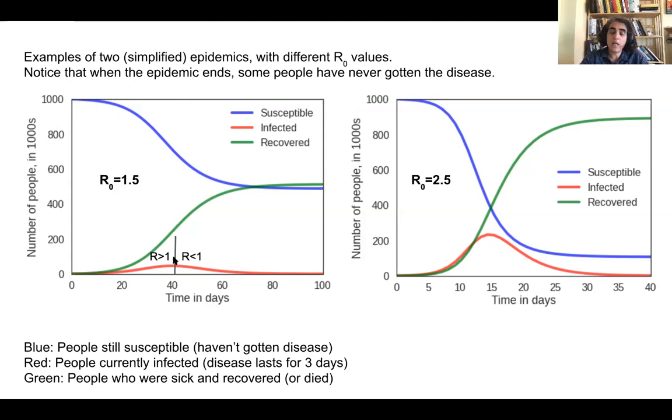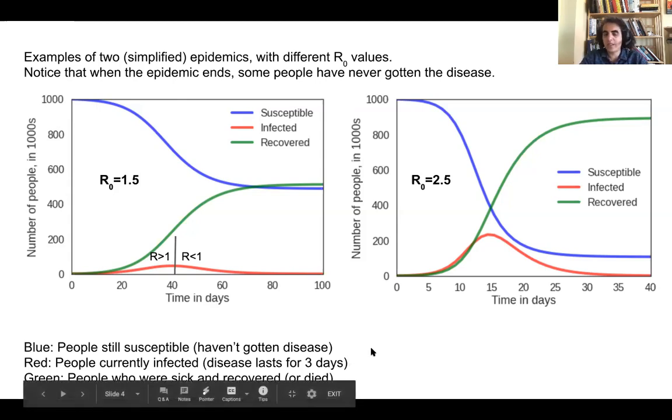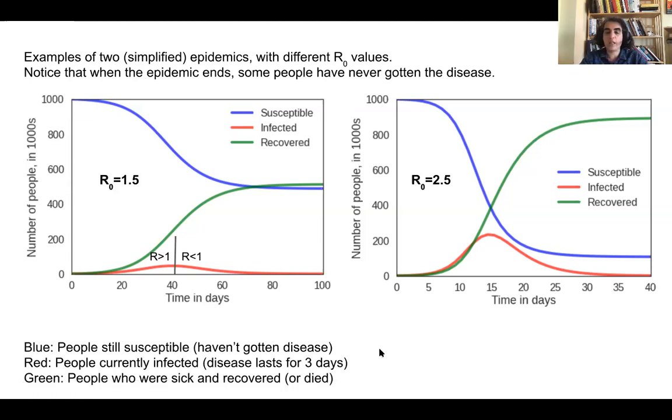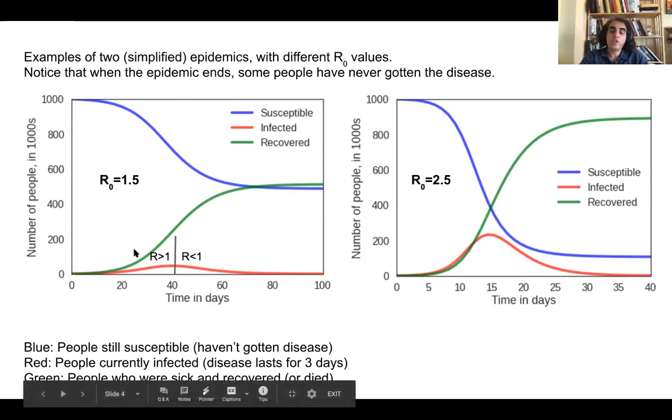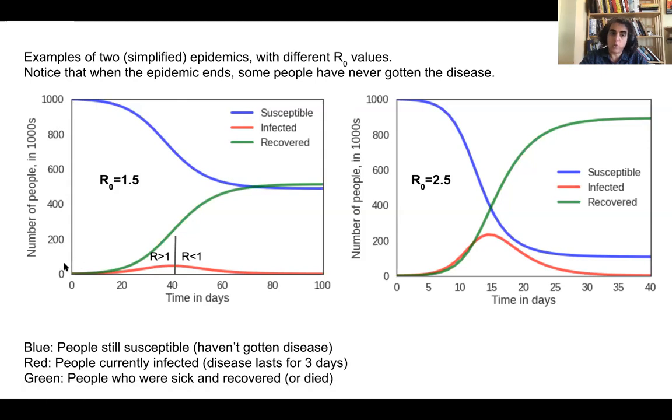The red line shows the number of people who are currently sick with the disease. And we're assuming this disease lasts for 3 days. And by the way, we're assuming it's contagious immediately. The green line shows the people who have recovered from the disease and are therefore immune. So initially, nobody is recovered, and that will be increasing over time. So what are some interesting features of this?